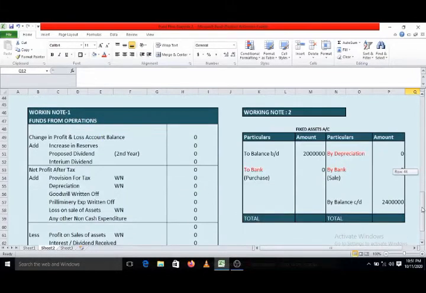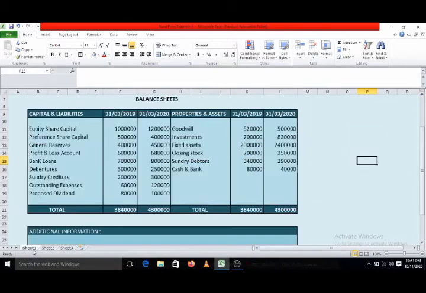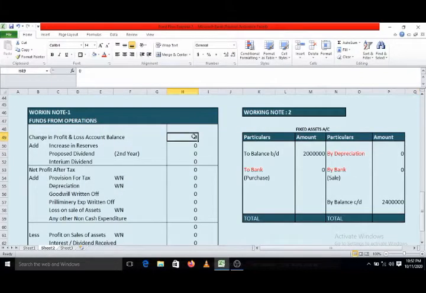Now next we will go to our working note number 1, that is funds from operations. This is a format which I have already given to you, as we are starting with the first item, that is a change in the profit and loss account balance. Where we will find this? Obviously in our example on balance sheet liability side. You can check out, this is the item, profit and loss account. First year it is 6 lakhs, second year it is 6,80,000. It means this profit and loss account balance has increased by rupees 80,000. So change in the balance is increased 80,000.